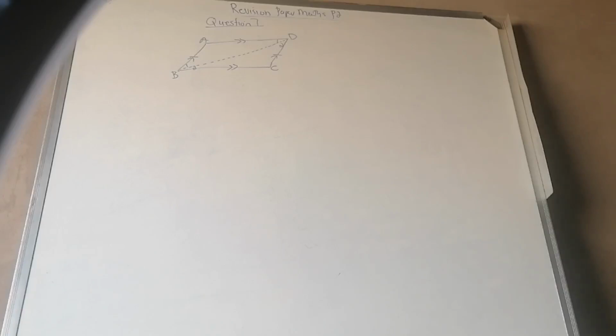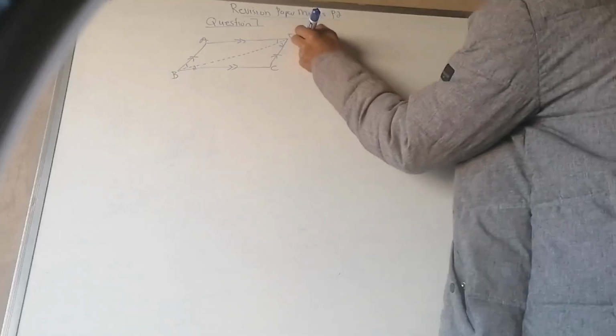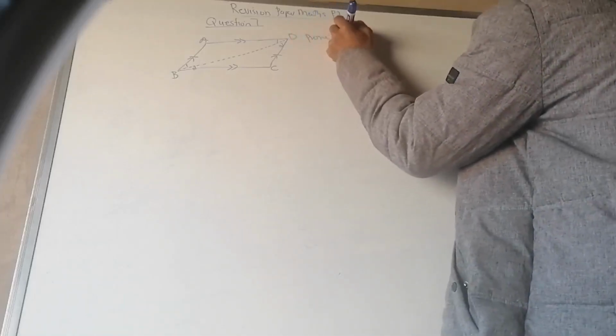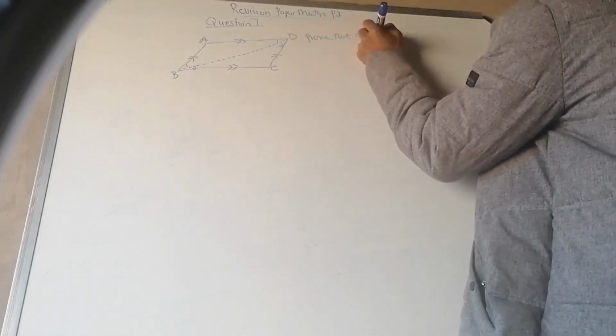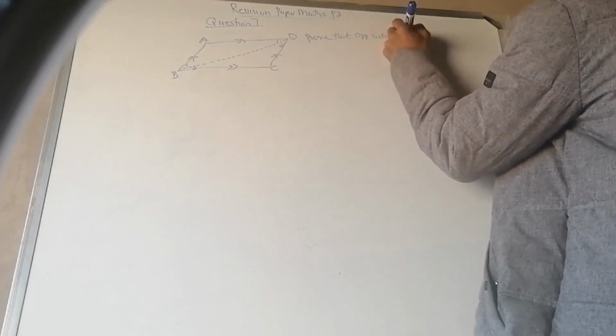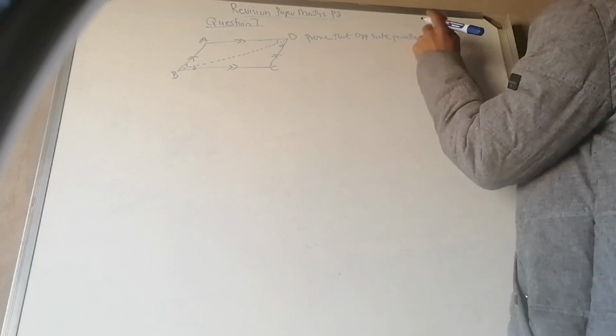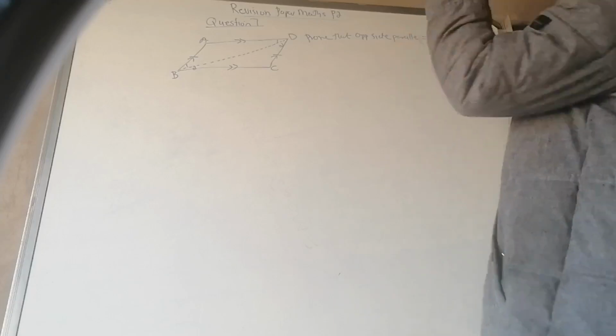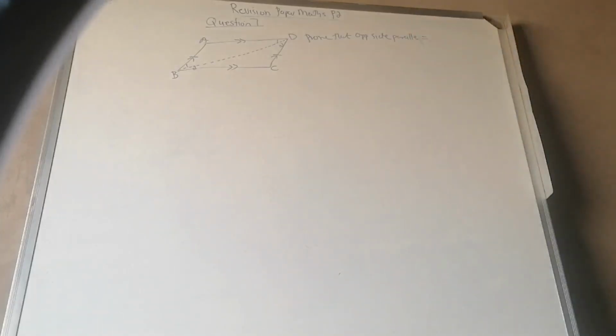Now, use the diagram above to prove the theorem that states that the opposite sides of a parallelogram are equal. 5 marks. Prove that opposite sides of a parallelogram are equal.